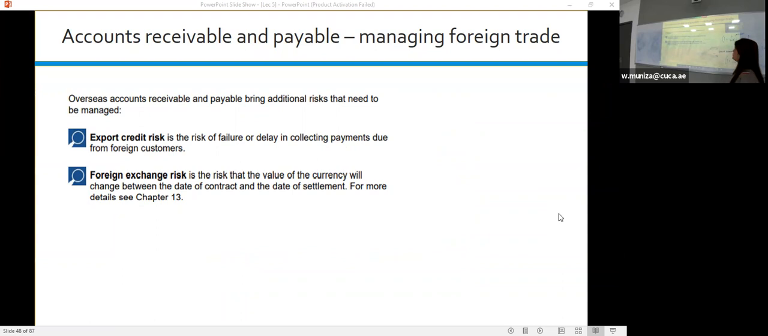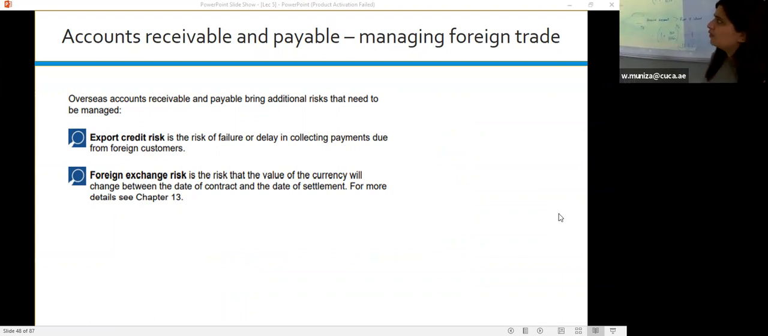Now, students, there is a theory portion over here only. This is about managing foreign trade. This is only for theory. Practical numericals are not there. Overseas accounts receivables and payables bring additional risks that need to be managed. When we are dealing with overseas receivables or payables, there can be additional risks, related to export credit risk and foreign exchange risk.